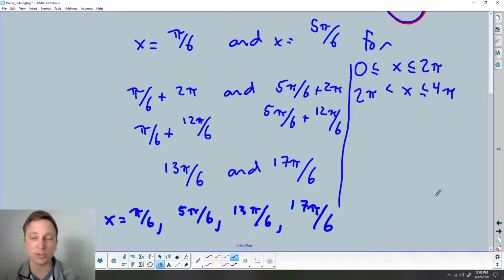So this concludes our first video on an introduction to trig functions and then our first example of solving these. So look for more videos. I'm going to work through a few more examples as we continue this process. Thanks.